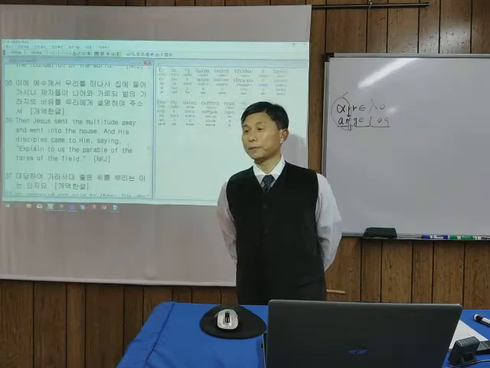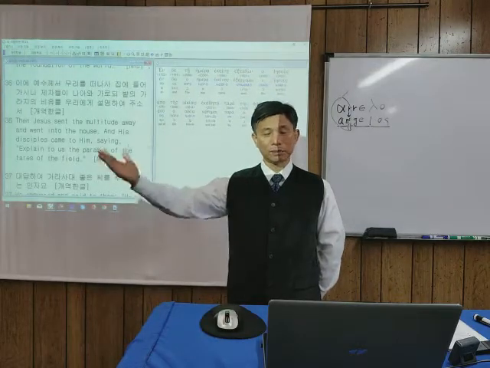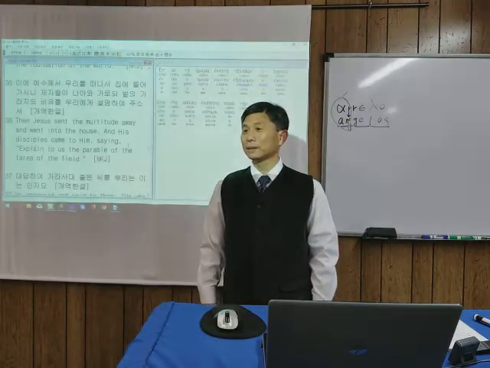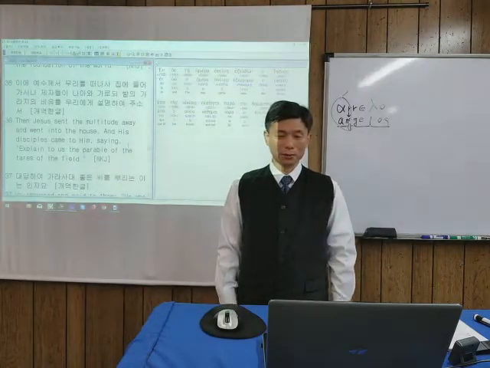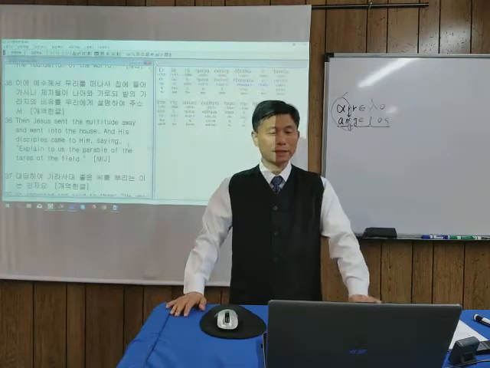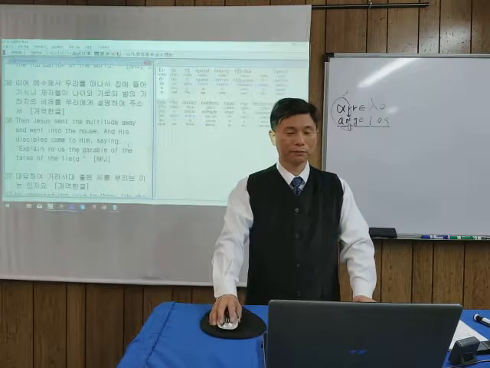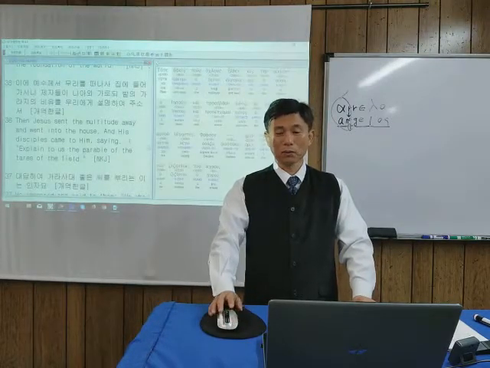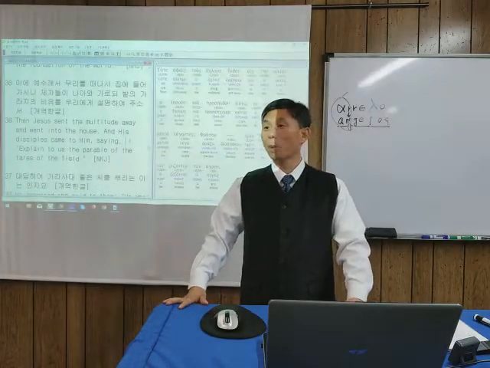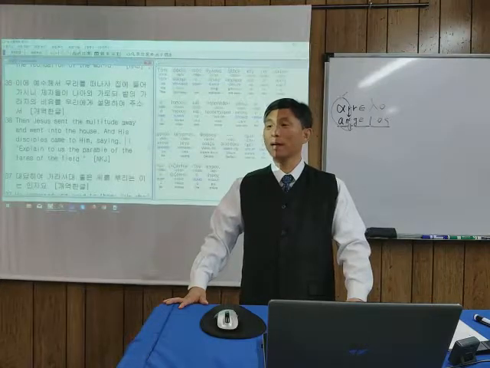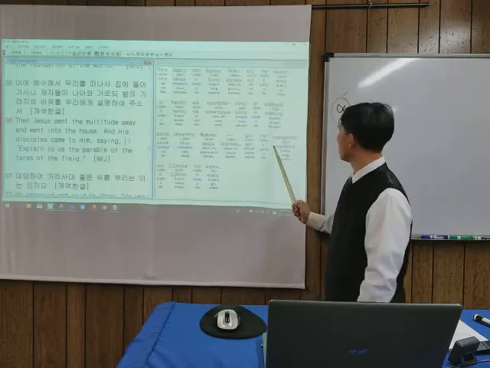So he speaks in parable about the sown seed, right? And then he sent the multitude away because he always talked to the multitude in parables, right? And went into the house. Now he is in the house. And his disciples came to him, saying, explain to us the parable of the tares of the field. So we learned last class, parable means what? Para plus bole. Parabole, that is translated as parable. So the parabole is right here.